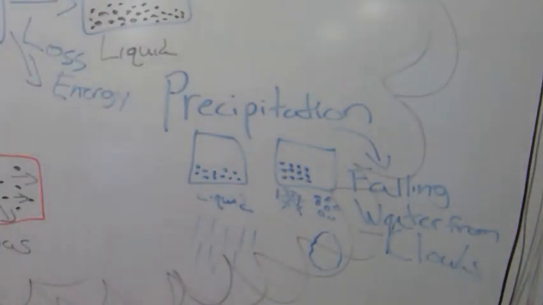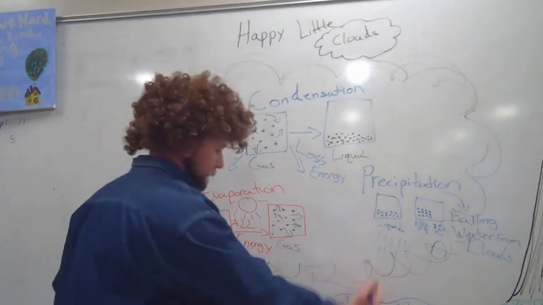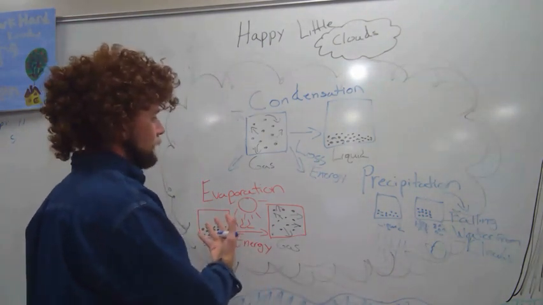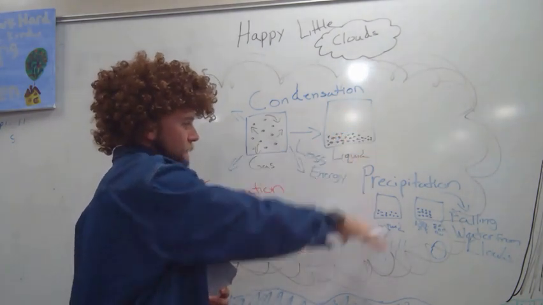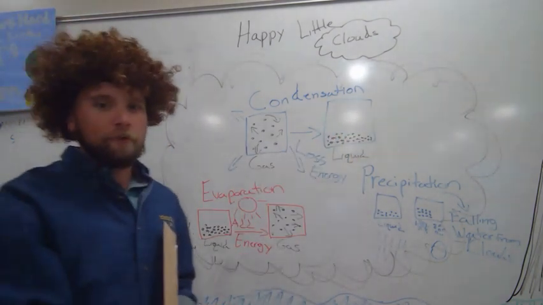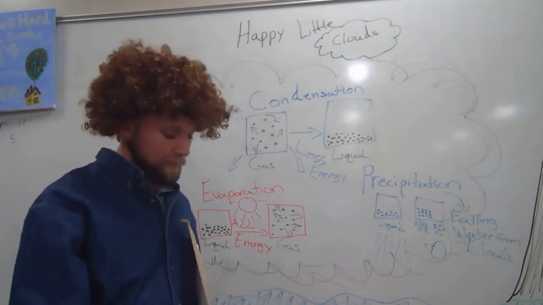And that's how we make a fun, happy little cloud. And the process repeats itself. Once the rain falls down, it evaporates back up, goes through condensation, falls to the ground as precipitation, and it creates this happy little cycle that's great for everyone and keeps the water going.